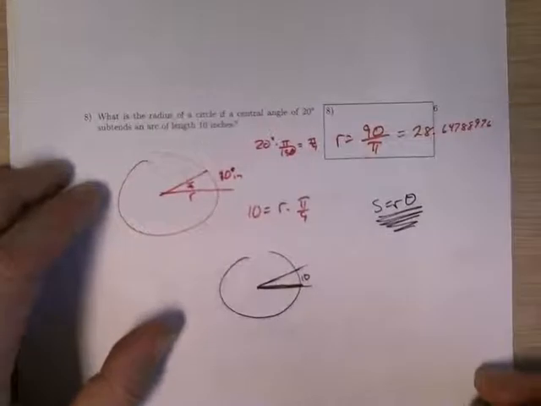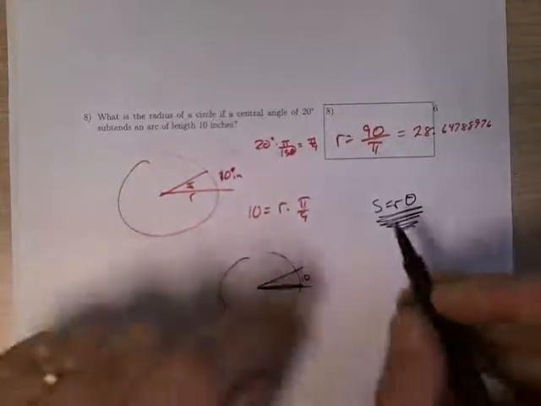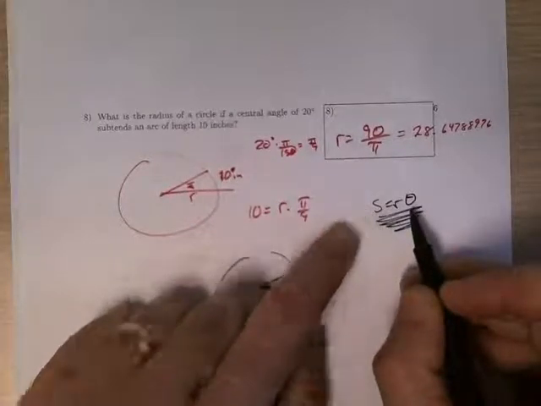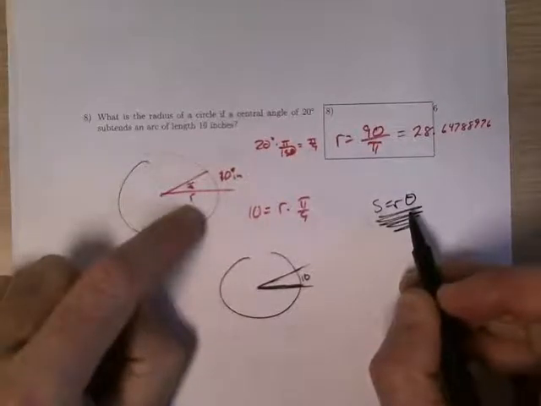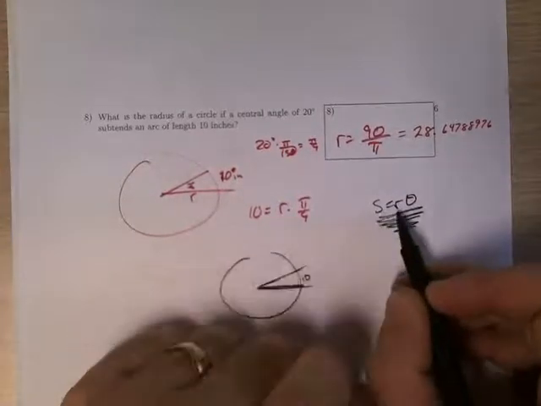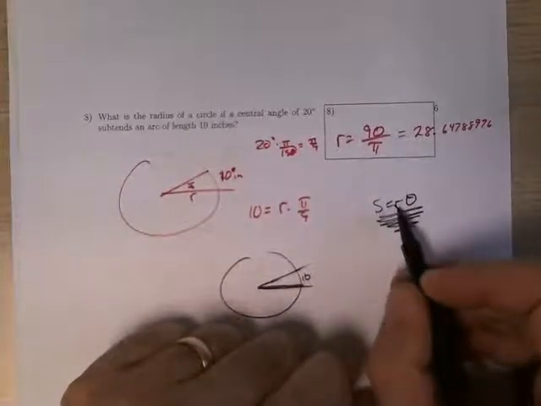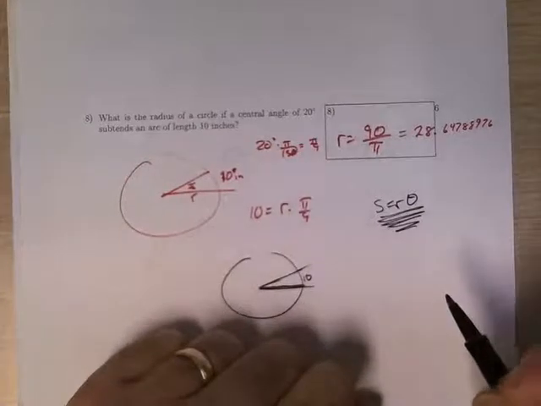Number 8, the radius of a circle, central angle 20. The formula we're dealing with here is S equals R theta. I tell you the arc length is 10, the angle is 20, what's the radius? The problem is I had some people just say, hey, 10 is equal to R times 20, so they divided by 20 and they told me that the radius was equal to 1/2.